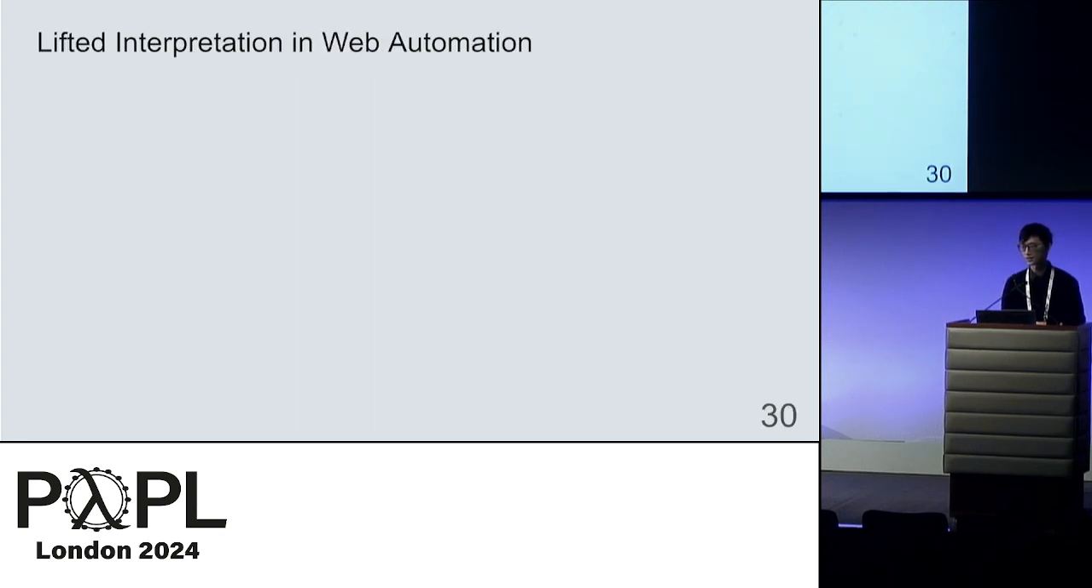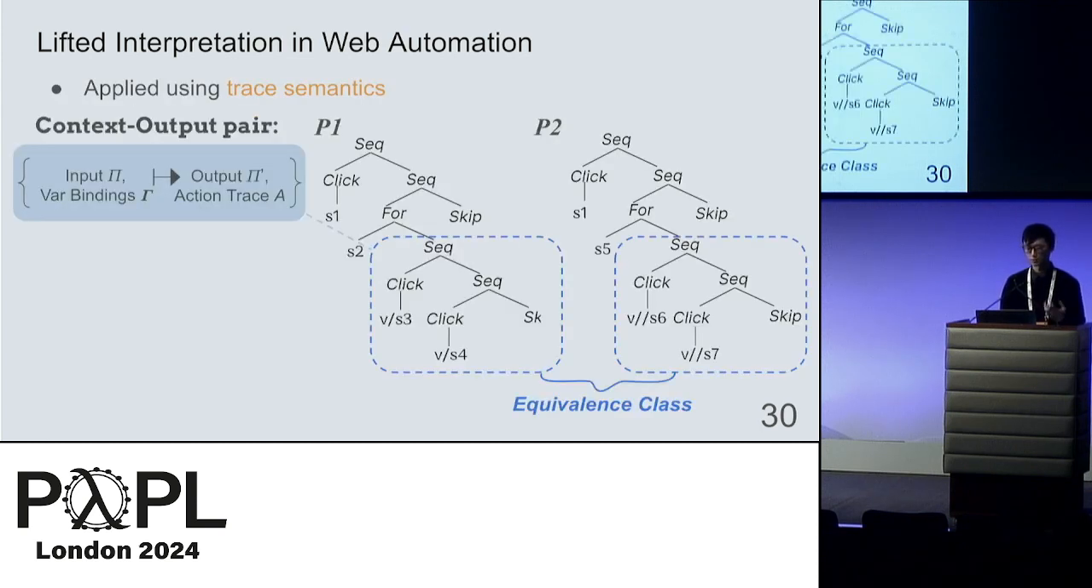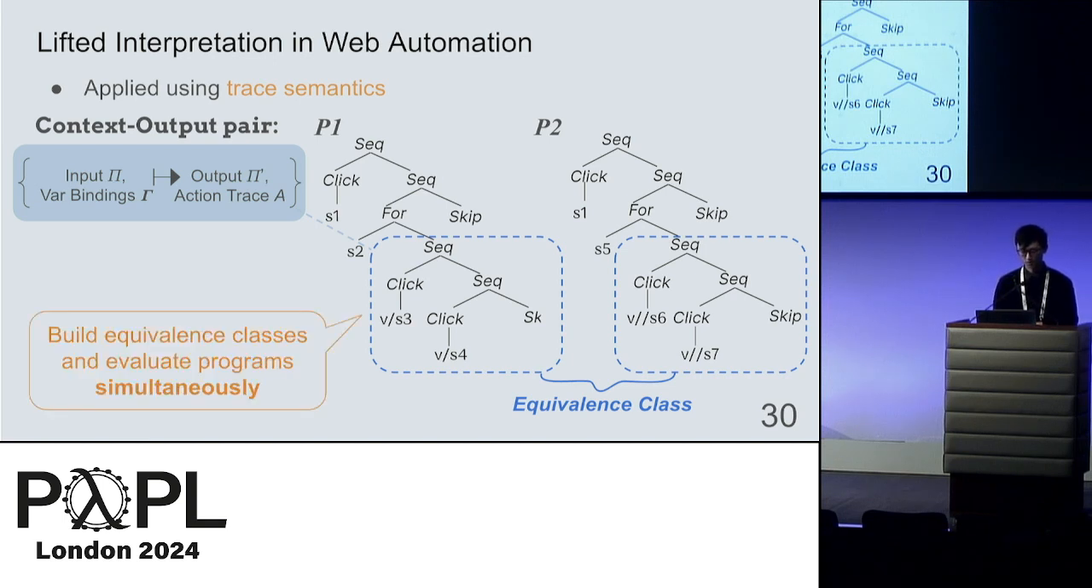So to address this issue, we applied lifted interpretation in web automation, which is to use trace semantics to create this context output pair to represent those equivalence classes of the subprograms. In this way, we build equivalence classes and evaluate programs simultaneously to reduce the space.